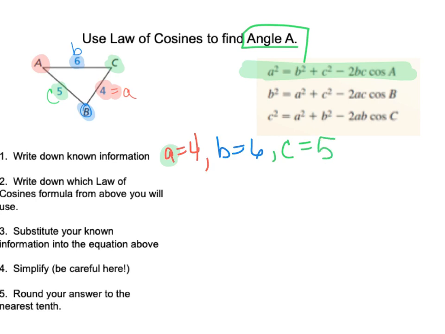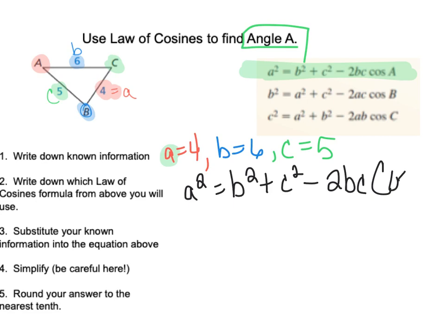Okay, and then from there, we decided we needed to use that top formula in order to find A. So I'm going to go ahead and write down that formula, which is A squared equals B squared plus C squared minus 2BC times the cosine of A. Okay, and from there, anywhere you see an A, your side length A, you're going to put a 4. Anywhere you see a B, you're going to put a 6. Anywhere you see a C, you're going to put a 5.